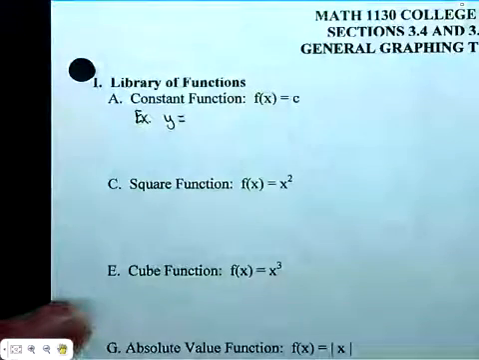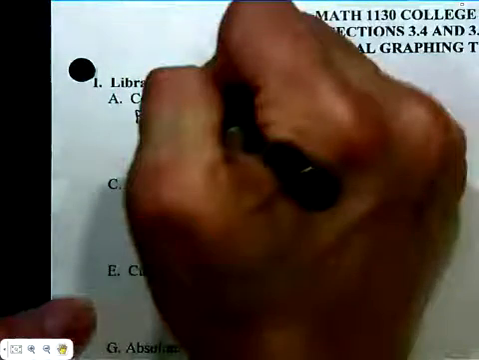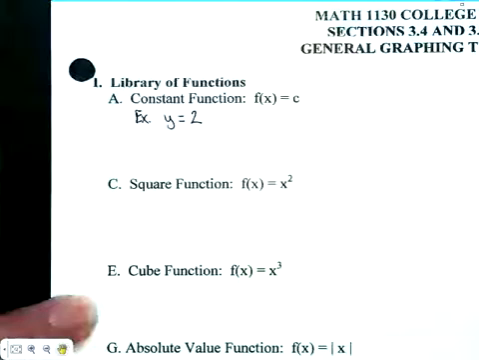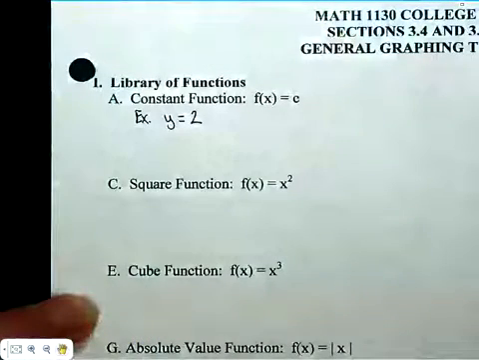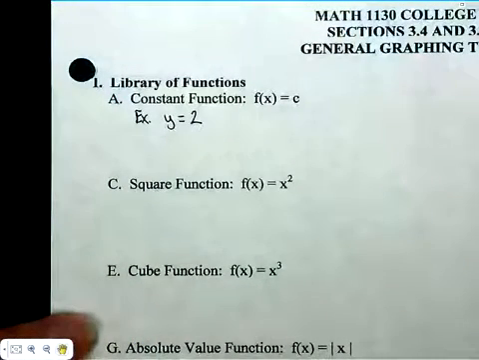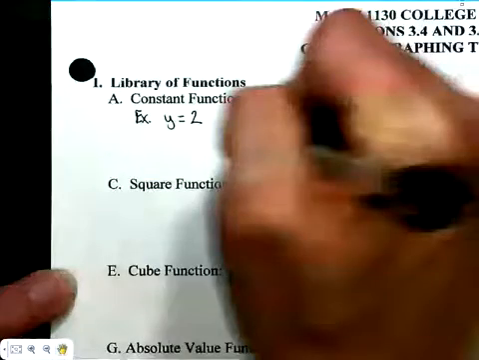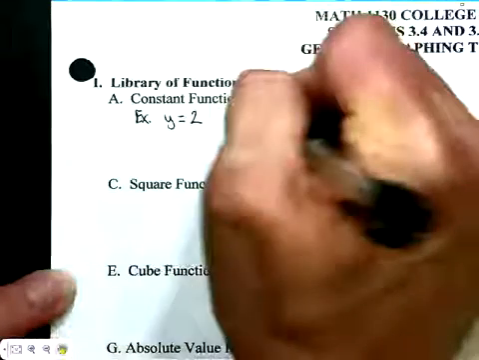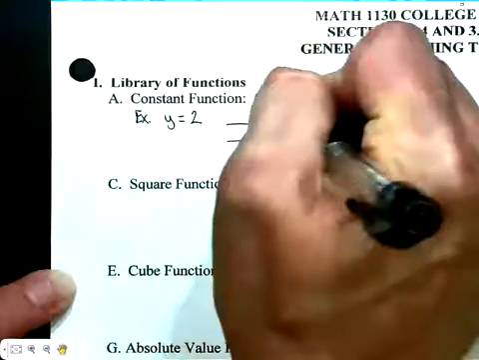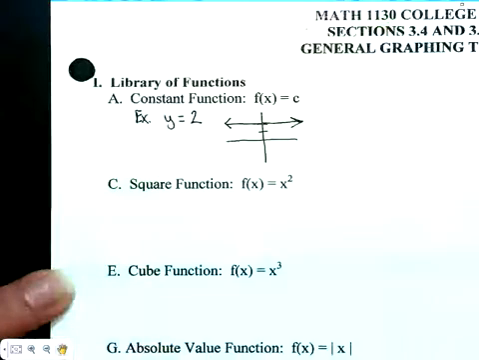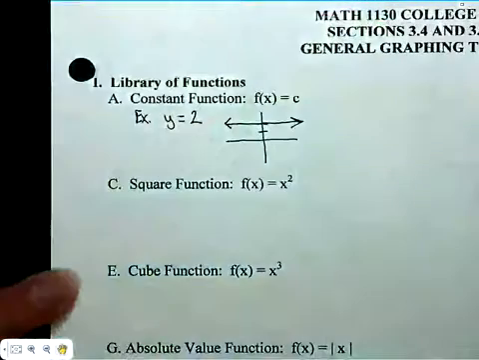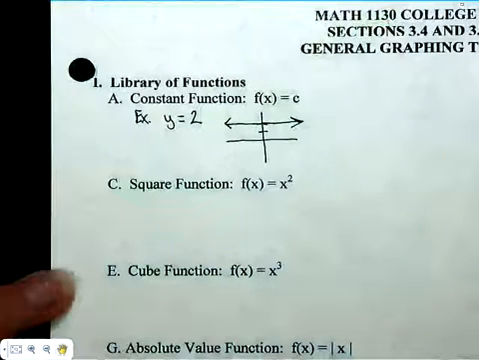What about y equals 2? You already know what that graph looks like. What is it? It's a horizontal line. All right, so it's just a horizontal line through 2. The graph of a constant function always is a horizontal line because f of x is the same thing as y, and we already know y equals a constant, it's a horizontal line.